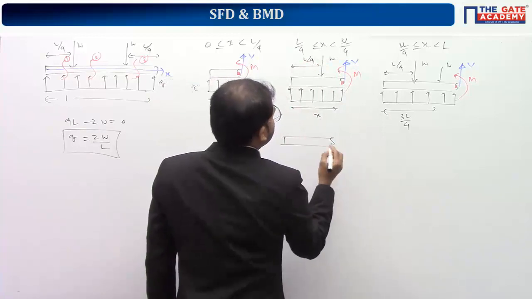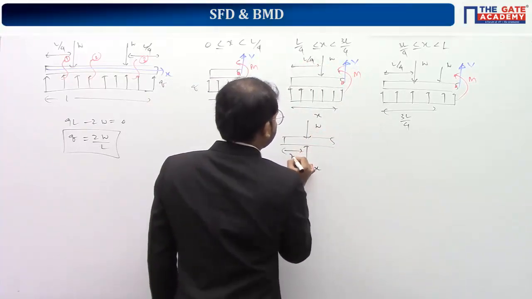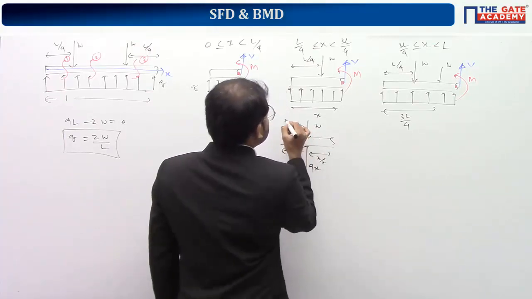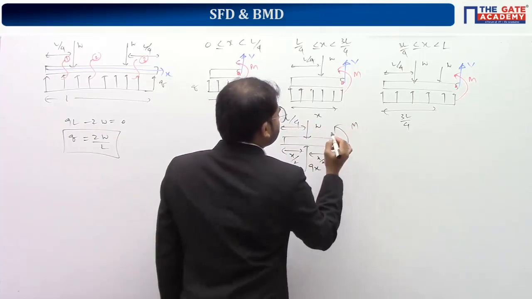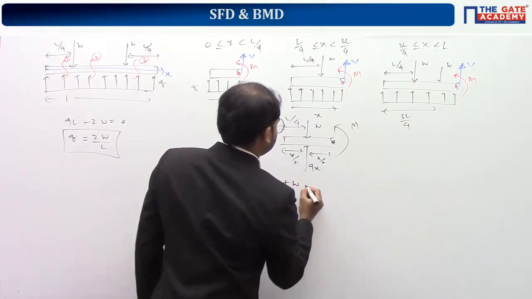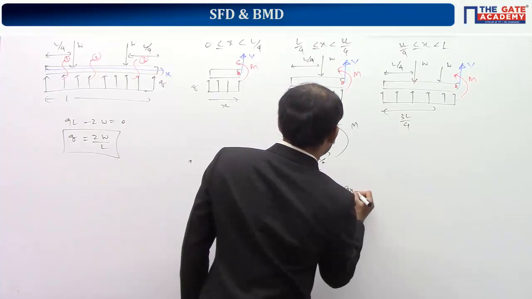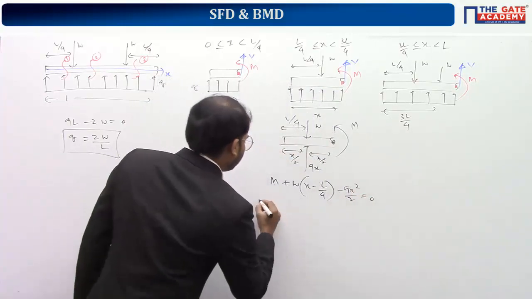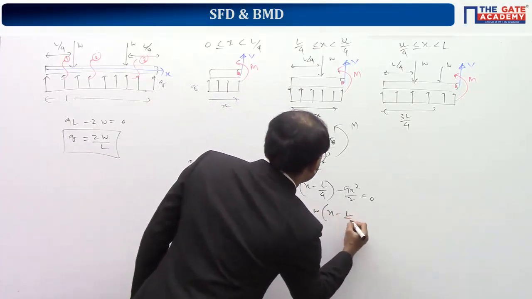So the equivalent diagram for this one will become W, Q into X. This is X by 2, this is X by 2, this is L by 4. M is acting anti-clockwise. So M plus W into total distance X minus L by 4, minus Q X square by 2, is equal to 0. In this, if you substitute the values, M equals Q X square by 2 minus W of X minus L by 4.